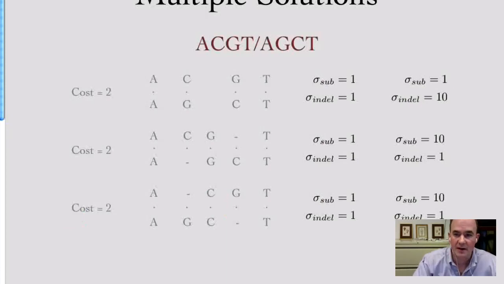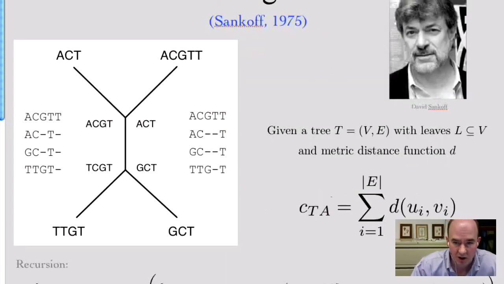Now, what we really talk about in phylogenetics is the larger problem where you have n sequences, and that's the tree alignment problem as defined by Sankoff in 1975. And the basic idea here is that you have a tree with leaf sequences, and one wants to create a series of median sequences such that the overall distance along all the edges is minimized.